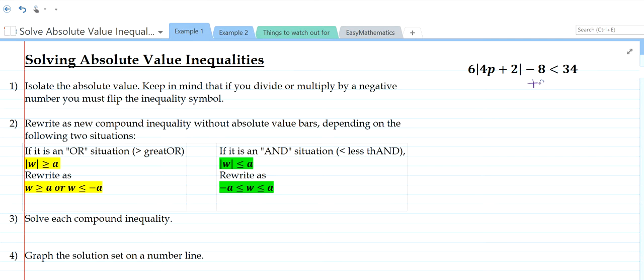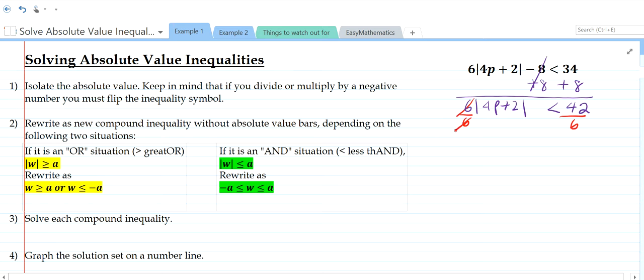So in here we have to add 8 to both sides. So we get 6 times absolute value of 4p plus 2 is less than 42. Then we divide both sides by 6. This will cancel, and we get absolute value of 4p plus 2 is less than 7. So we're done with step 1.